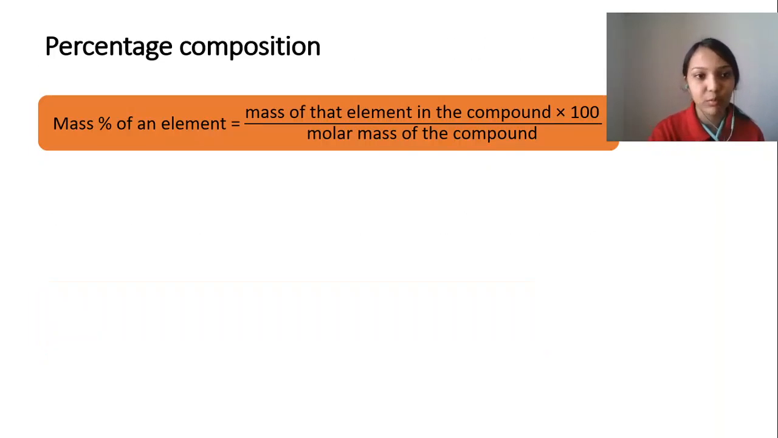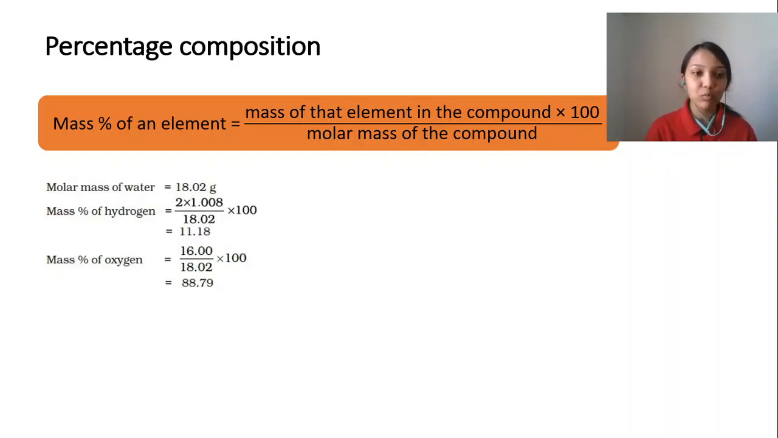Next is percentage composition. This is to find the mass percentage of an element. The mass percentage of an element is the mass of that element in the compound divided by the molar mass of the entire compound, into 100. Since it's a percentage, we multiply it by 100. So you are finding the percentage of the element in the entire compound, right? What you do is take the mass of the element and the molar mass of the entire compound and multiply by 100. It's as simple as that.